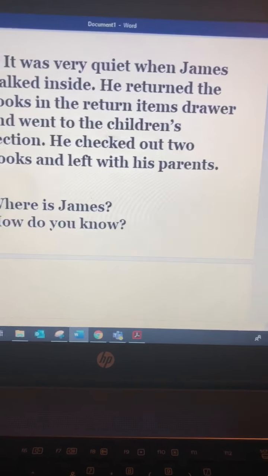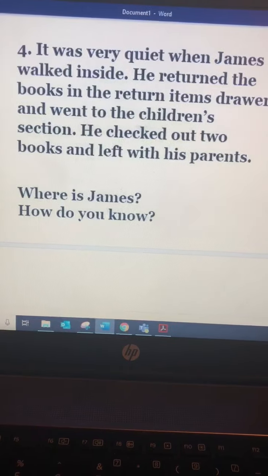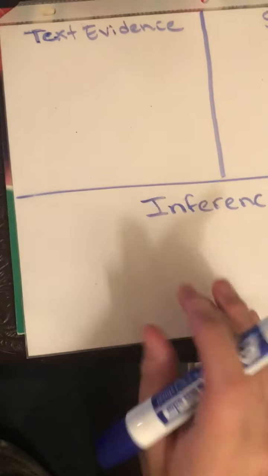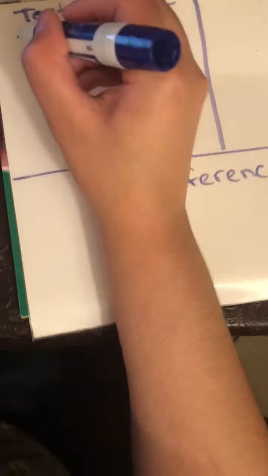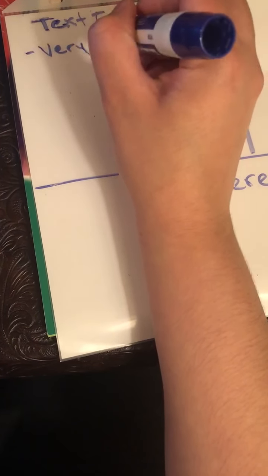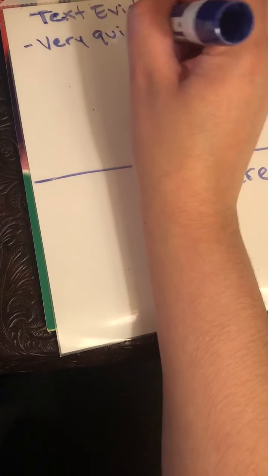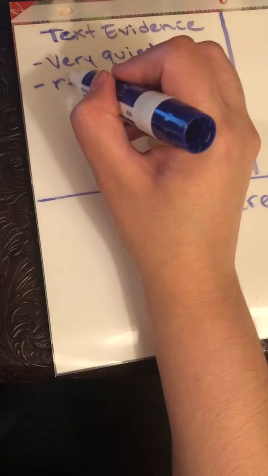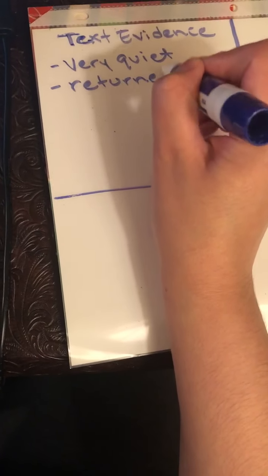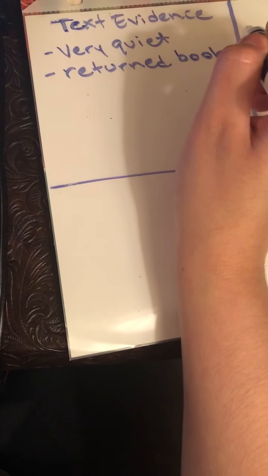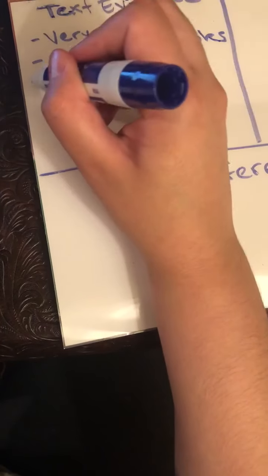So again, I'm going to use my graphic organizer to make my inference. What is my text evidence? The first piece of evidence that I have was it was very quiet. So I'm thinking already, what would be very quiet places? He returned books. Was it books? Yes, he returned books.